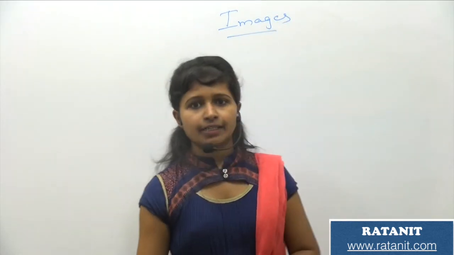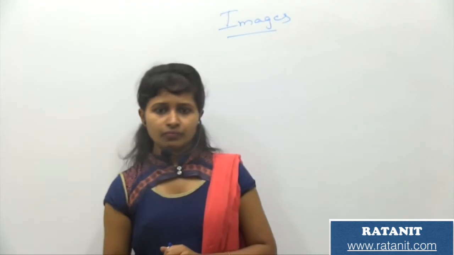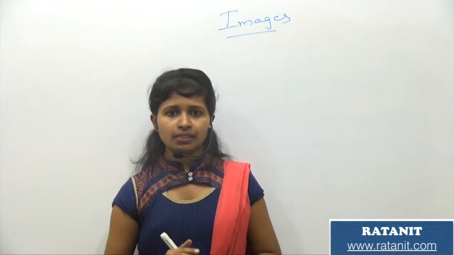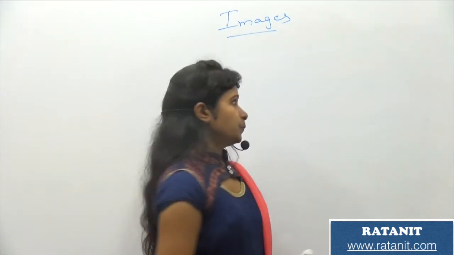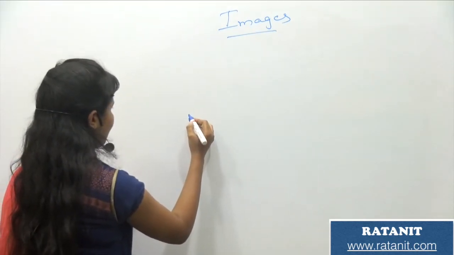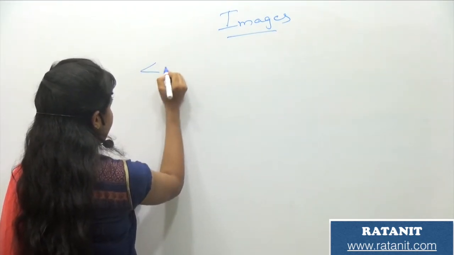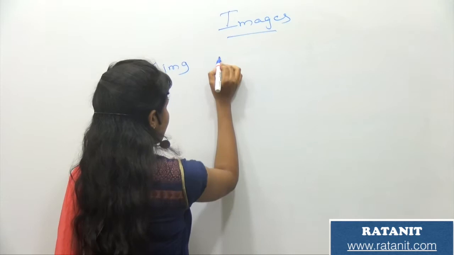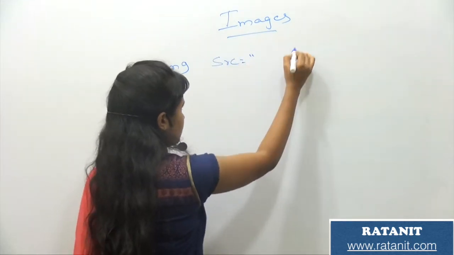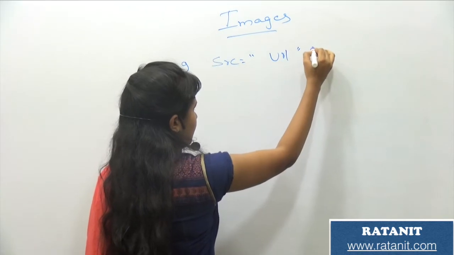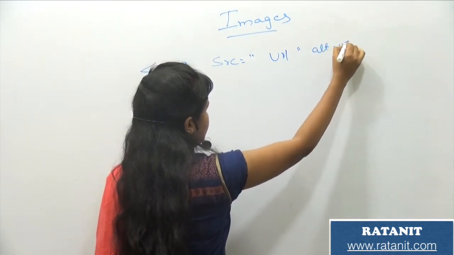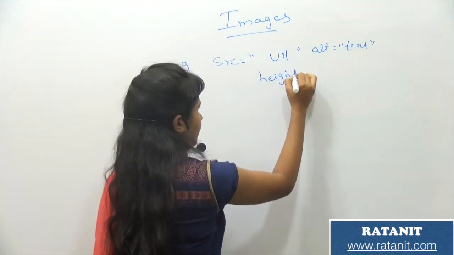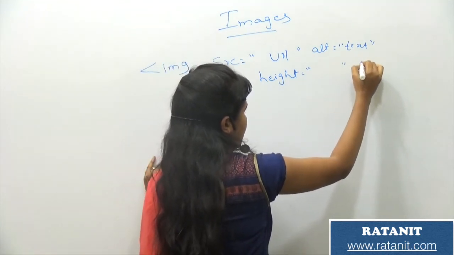Now we are discussing images. First we discussed links, and now we are discussing images. To display an image, I have four attributes. Already you know the source, that means the URL, alt, that means the display text, height and width.